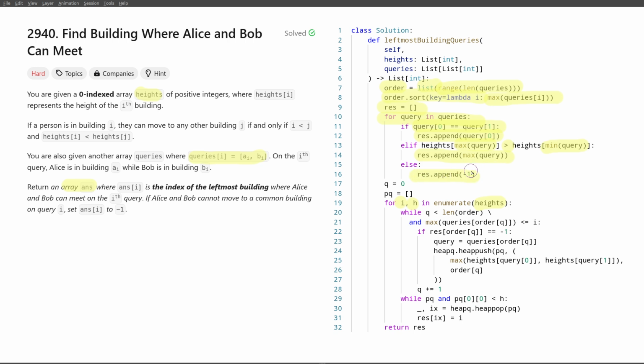Otherwise, we'll calculate the answer later. So we put the placeholder -1. And this will make it easier for us to actually run the algorithm. And the algorithm will be going one by one over all the heights.